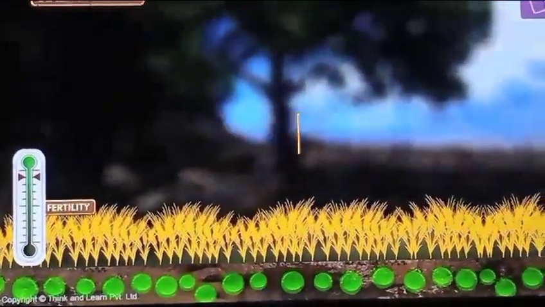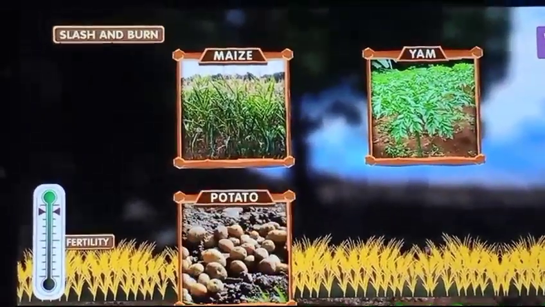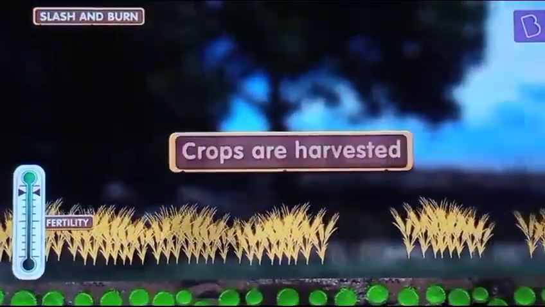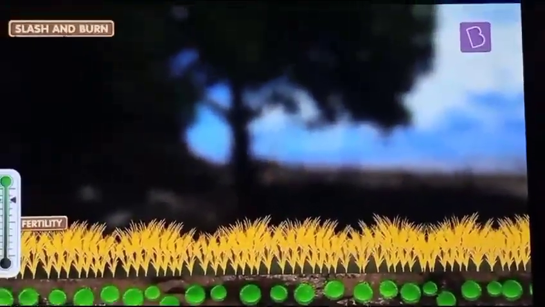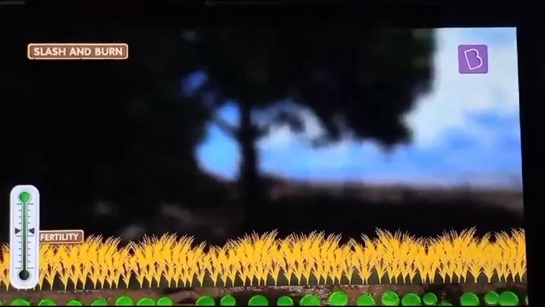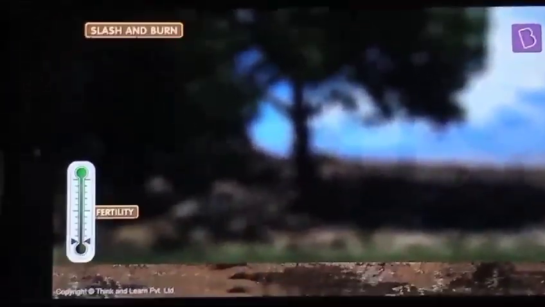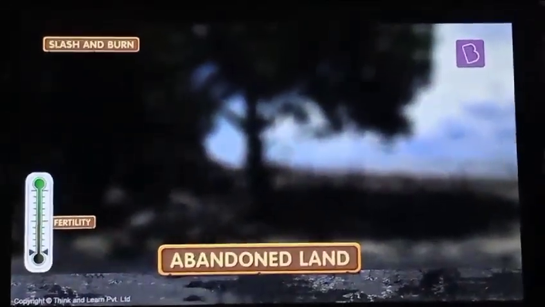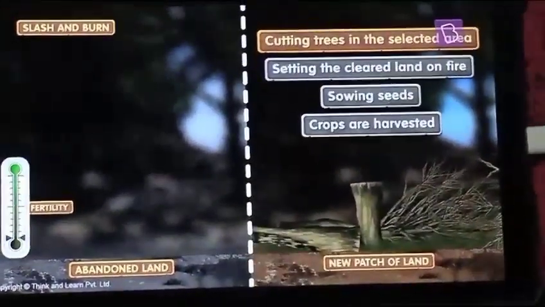These crops usually include maize, yam, potatoes and cassava. Once the farming is done, the same patch of land is used again. This cycle goes on for a few years until the soil loses all of its nutrients. Once the soil loses its fertility completely, the piece of land is abandoned and a new piece of land is identified. And we go through the whole process again.